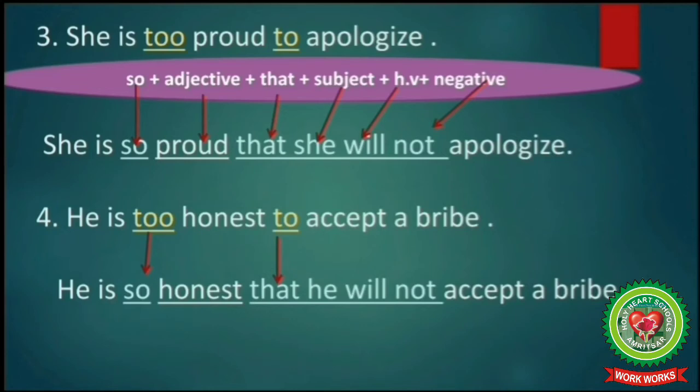So here I already told you again, we will use will not instead of writing cannot. So here the answer will be, he is so honest that he will not accept a bribe. So you have to be very much careful about using can and will as a helping verb in the sentence. Now students, let's proceed to another example.